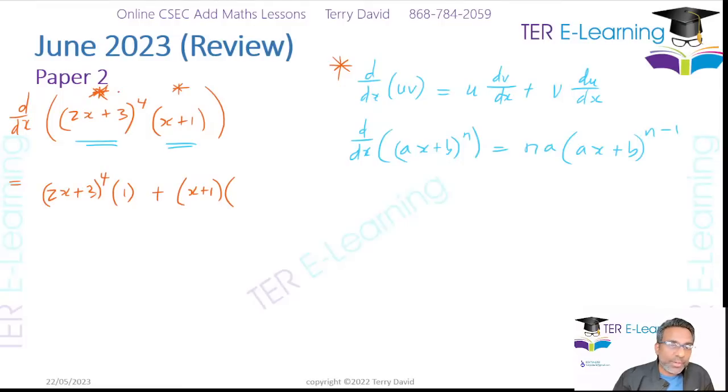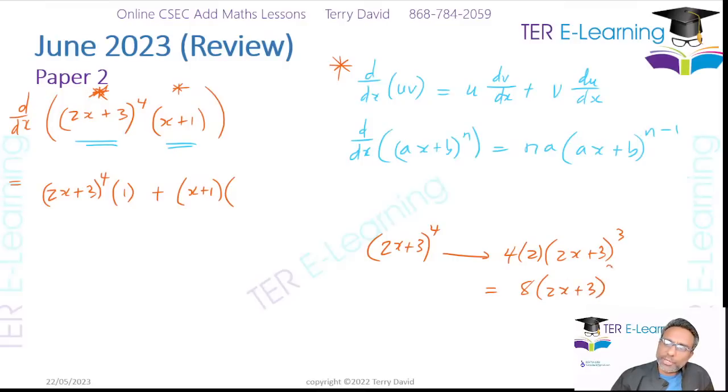Now you have to be careful how you're differentiating that. So let me just do it on the side here for you. 2x plus 3 to the power 4. If you differentiate this, you're going to get 4 multiplied by 2, open brackets, 2x plus 3 cubed. So this is going to be 4 2s are 8 by 2x plus 3 cubed. So that is what I'm going to put here: 8 by 2x plus 3 cubed.